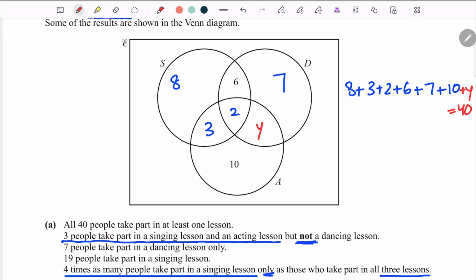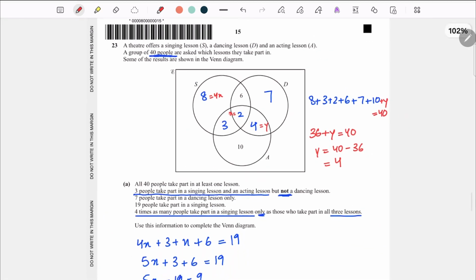Now 8 plus 3 plus 2 plus 6 plus 7 plus 10 is basically 36. 36 plus y is equal to 40. y is equal to 40 minus 36, and that is equal to 4. So y will be equal to 4. So that is the completed Venn diagram.